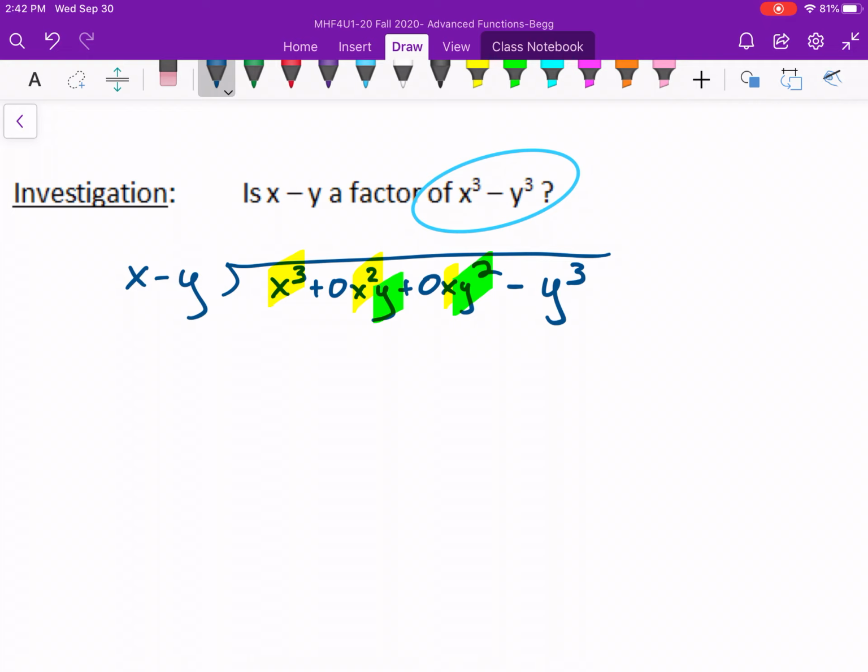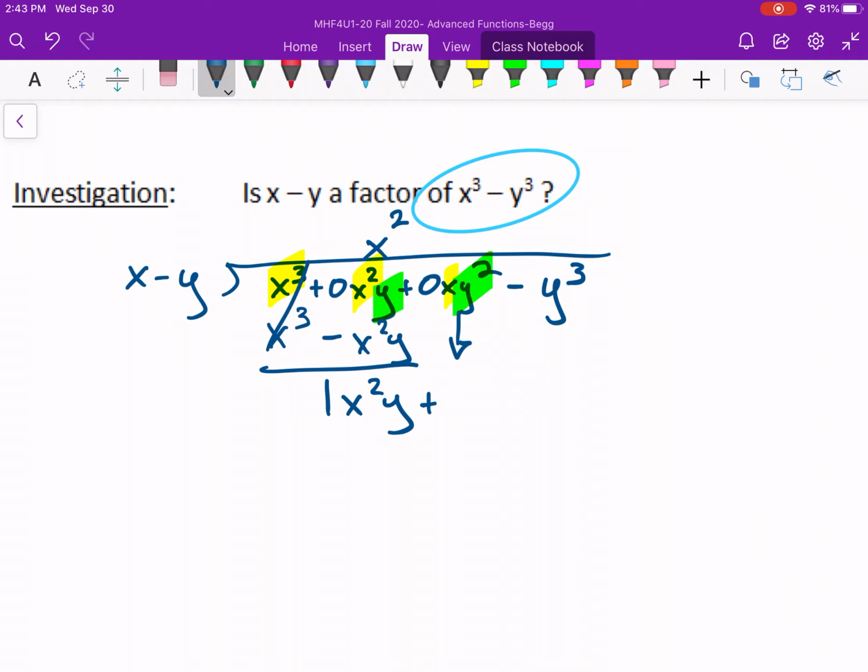Go through the long division process. Still just divide this by this and see what you get. Well, I get x squared, which I will write above the x squared column. And so then when I multiply, I get x squared minus x squared y. And when I subtract, these cancel out, and 0x squared y minus negative x squared y becomes positive x squared y. Bring down 0x squared y.